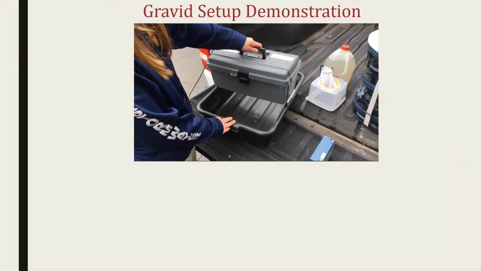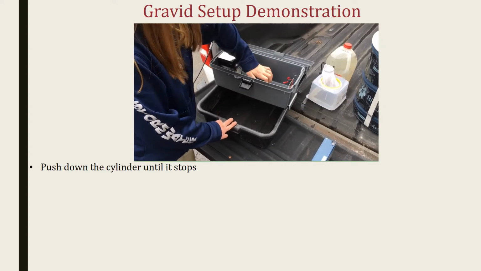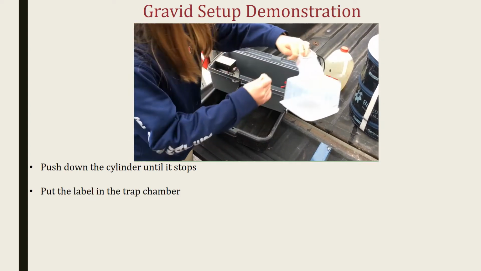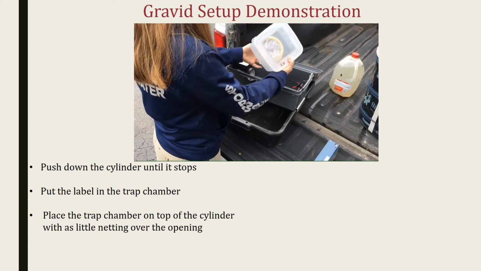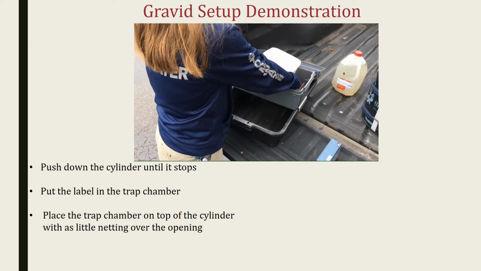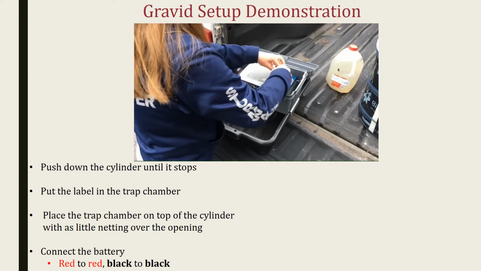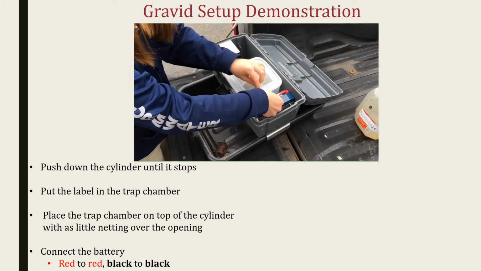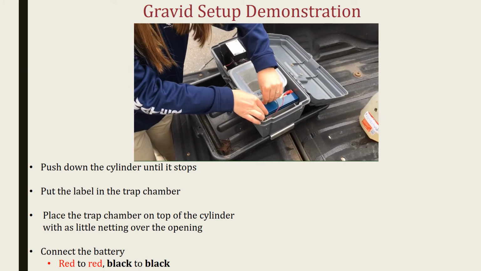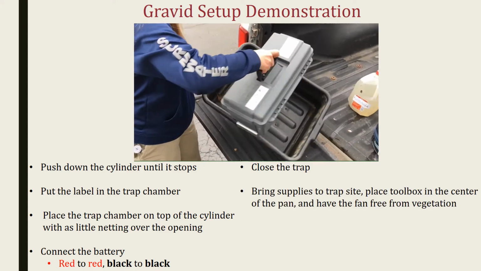To set up a gravid trap, the first thing you're going to do is open it and push down the cylinder all the way till it stops. And there's a little rubber thing that prevents it from going any further. You're going to put your label in the trap chamber and then place it around that cylinder and try to get as much netting out of the way as possible. Then you're going to put your 6-volt battery inside and connect it red to red, black to black. After that, you're going to close the lid, gather your supplies, and go to the trap site.